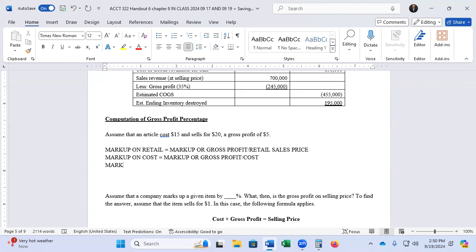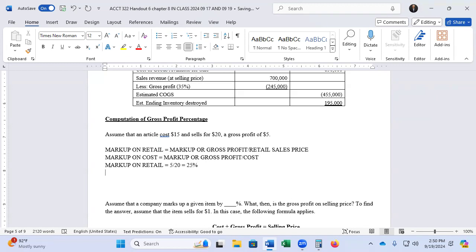So your markup on retail would equal 5 divided by 20, and so that'd be 25%. Your markup on cost would equal 5 divided by 15, and so that would be 33.3 repeating percent.